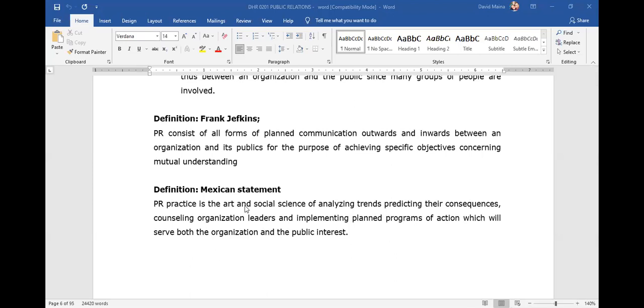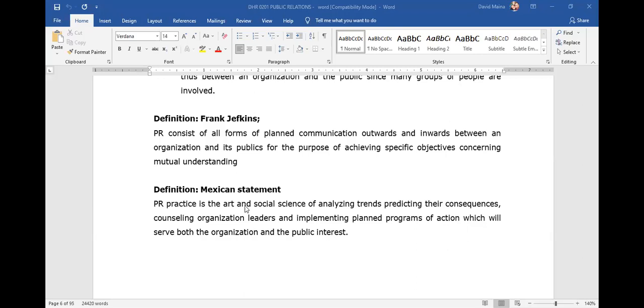So when you talk about PR, it has been defined by Frank Jefkins and Daniel Yadin. Actually, Frank Jefkins is the late Frank Jefkins, and Daniel Yadin. They say that PR consists of all forms of planned communication, outward and inwards, between an organization and its publics.